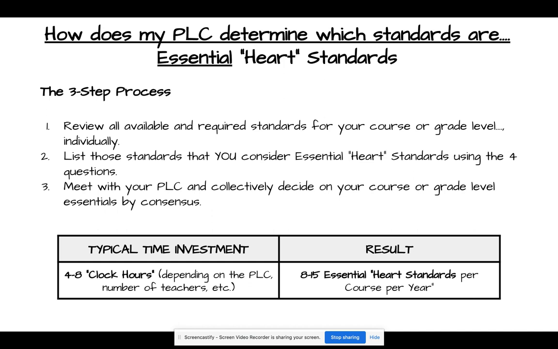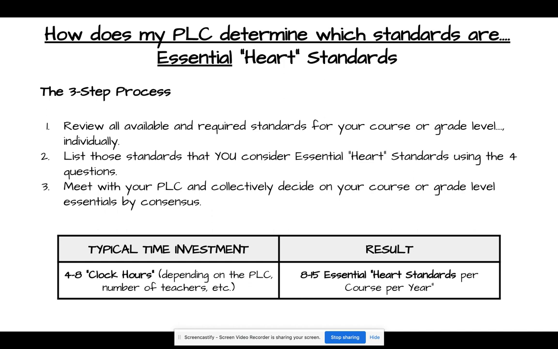And then once you've finished listing those standards that you consider essential, Hart standards using those 4 questions, then you meet with your PLC, and collectively you all come to the table with your own interpretation, and you come to consensus on what you think 3rd grade's core standards are going to be, or science biology teachers' core essential standards are going to be.